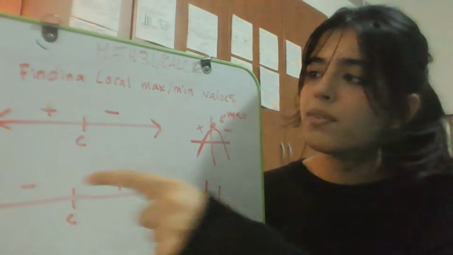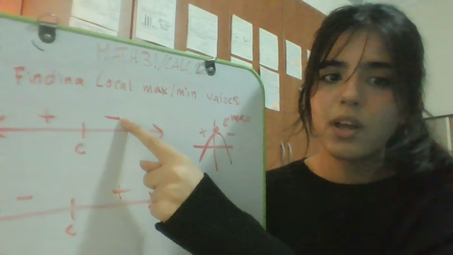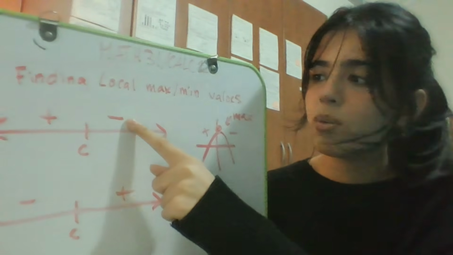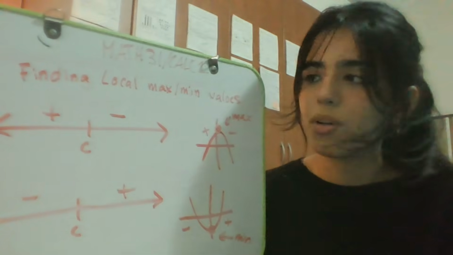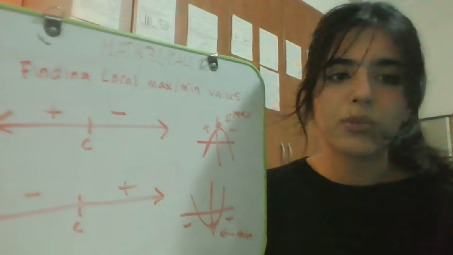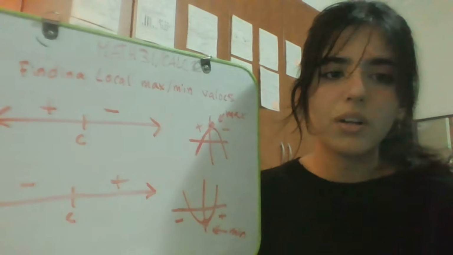And keep in mind that if it is just positive and positive, or negative and negative, that will indicate that that point is not important. It's just another point in your graph. It won't be a maximum or minimum. So let's get started on a question.